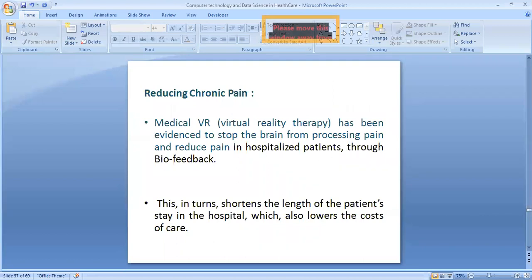Then next is reducing chronic, long-term pain. Though the direct effect of the affected area contributes to the pain, most studies reveal that it is partly psychological. So using the virtual environment, we try to deviate them from the sensation of the pain by deviating their cognitive process to a different scenario. That is how we are able to achieve the reduction in chronic pain.